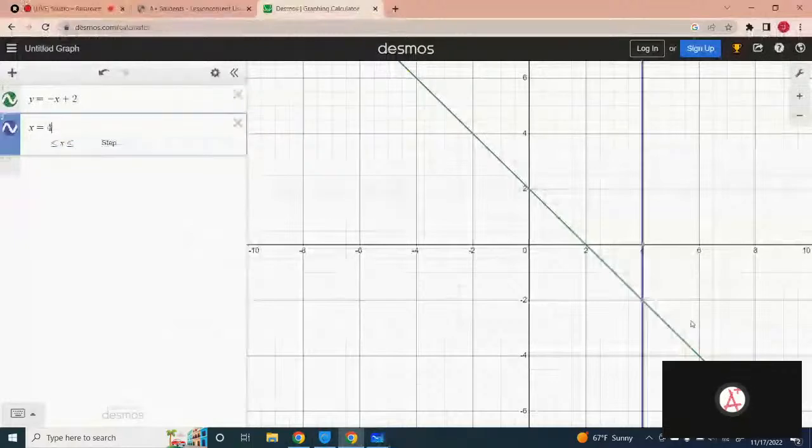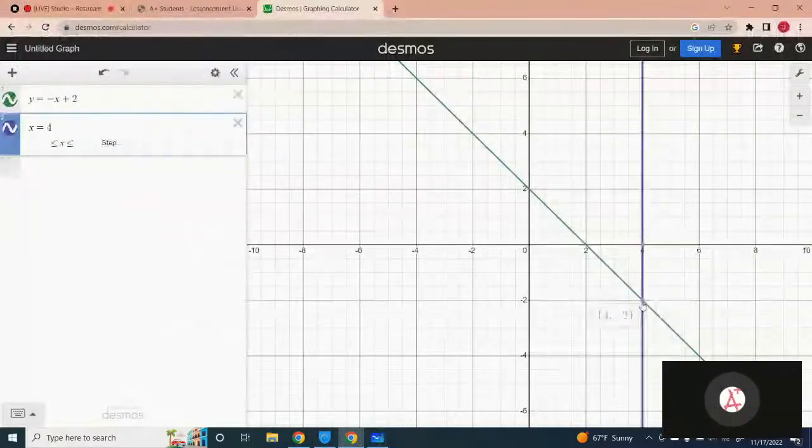Okay, so these are the two lines, and you can find the point of intersection. So here is the point of intersection. The point of intersection is (4, negative 2). So that is basically the solution of the equation. Got it? It is (4, negative 2).